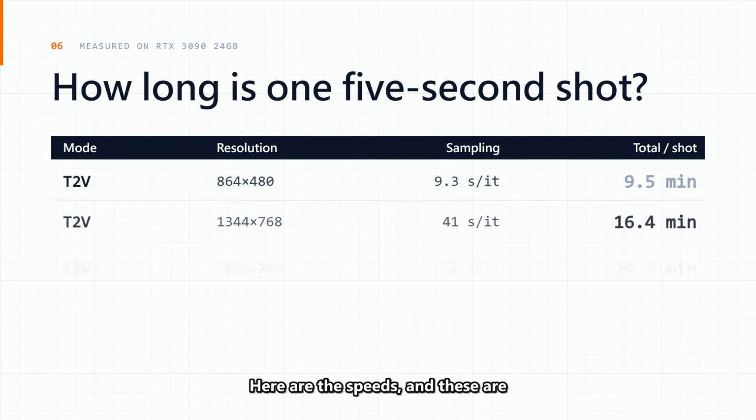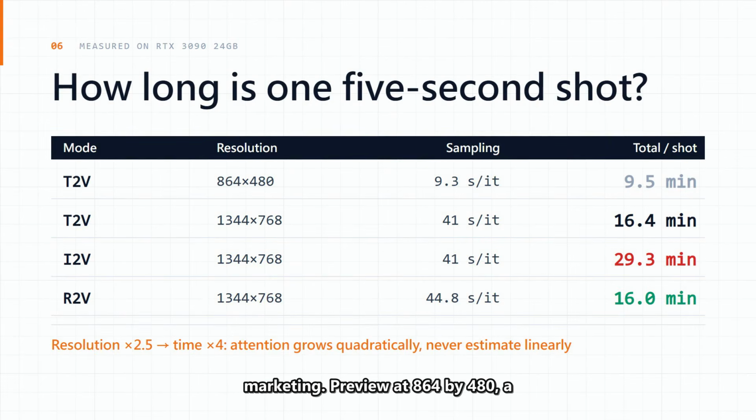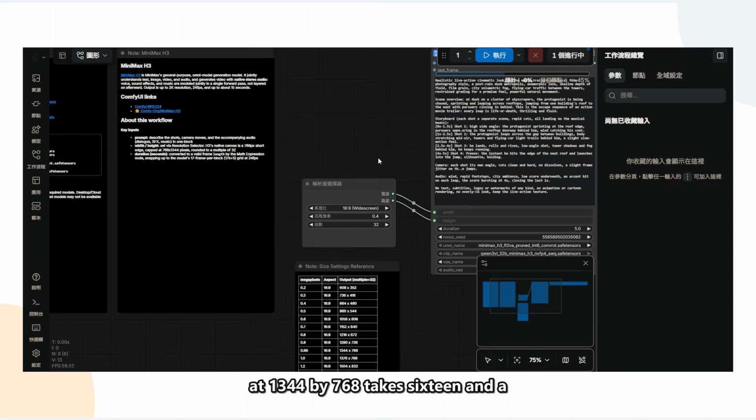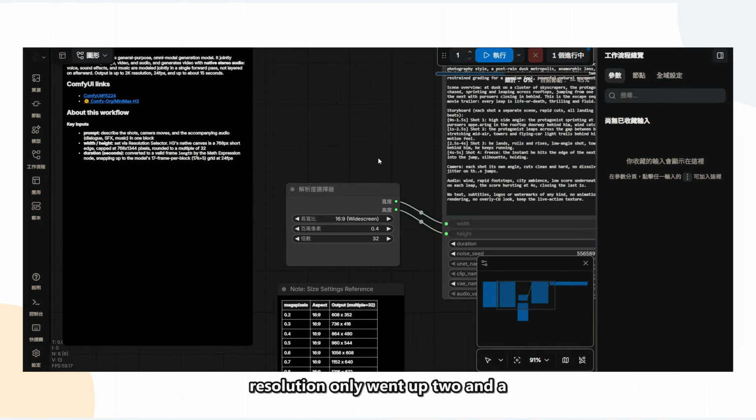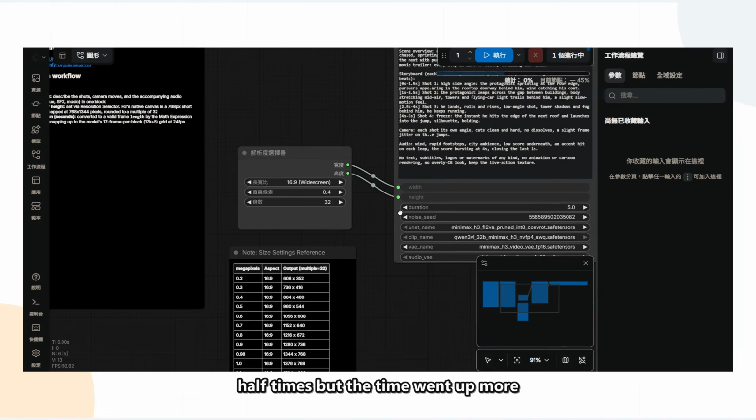Here are the speeds, and these are numbers I actually measured, not marketing. Preview at 864 by 480, a 5-second shot takes about 9.5 minutes. The real thing at 1344 by 768 takes 16.5. Look at that ratio. The resolution only went up 2.5 times, but the time went up more than 4, because attention cost grows quadratically. Never estimate this linearly.